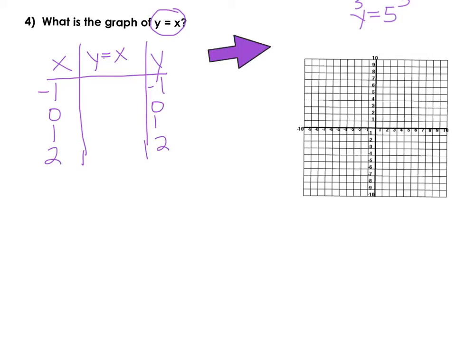So now you've got your ordered pairs. So we'll go over to the graph here, and we're going to plot over to negative 1, down 1. Next we'll plot 0, 0. Then we'll plot 1, 1. And then the last ordered pair we'll plot is 2, 2. And then we'll connect our ordered pairs on the graph, and it makes a straight line. So that's the graph of the linear equation y equals x.